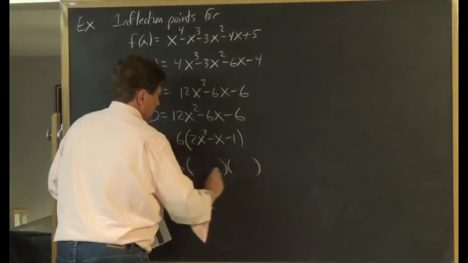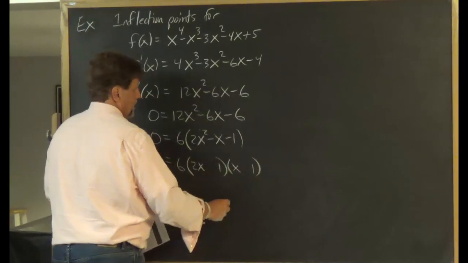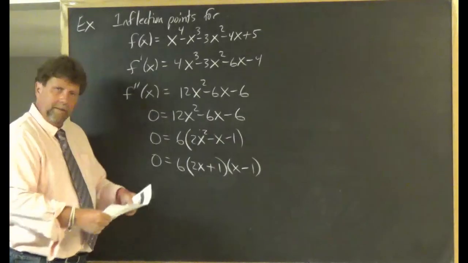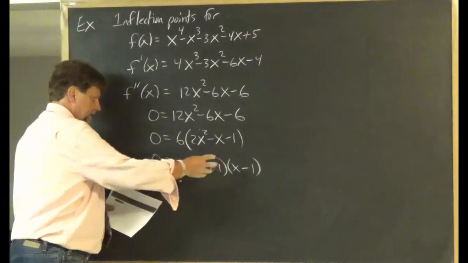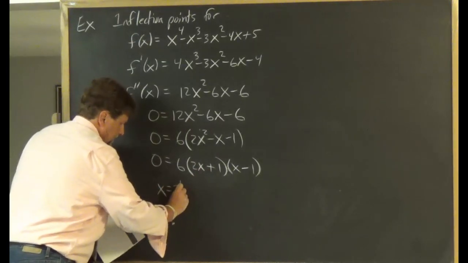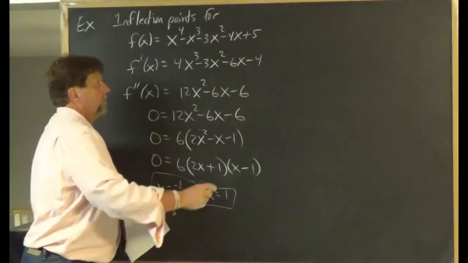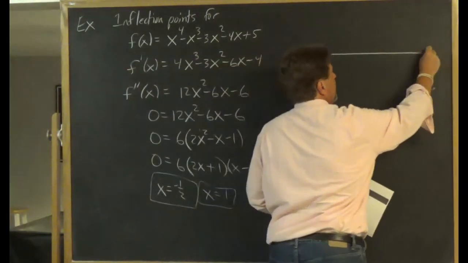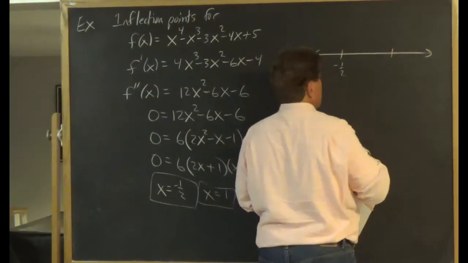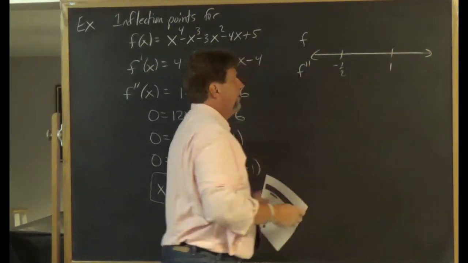I think of this factoring as 2x here, x here, minus 1, plus 1. Yep, that's the correct factorization. So I set the factors equal to 0 and I get x is -1/2 and x is 1. So I come over here, making my sign diagram. I put those numbers on the number line, -1/2 and 1, f double prime and f.